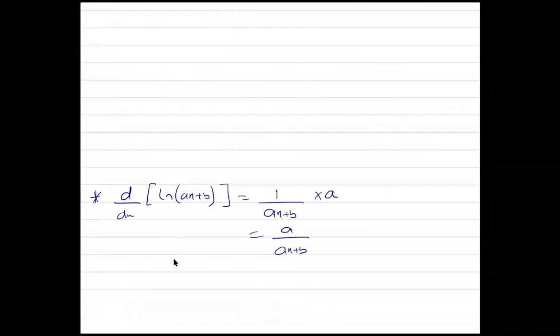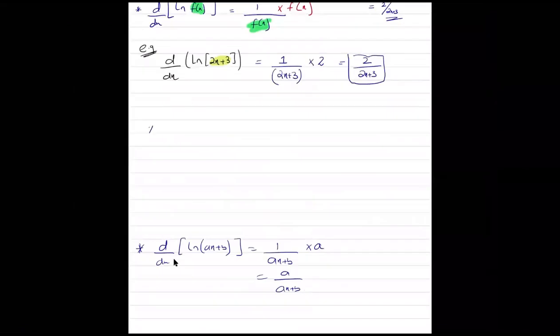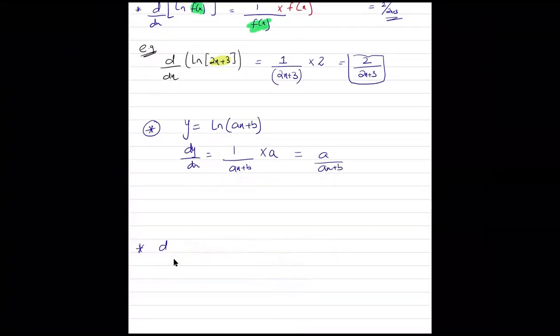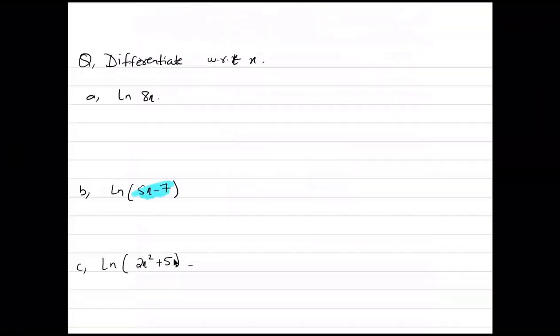So as a general rule, let me write this again. If you have an equation in log form, y equals ln of ax plus b, then dy by dx is going to be 1 upon ax plus b times a. So a upon ax plus b is going to be the simplification. Okay, let's do these examples.